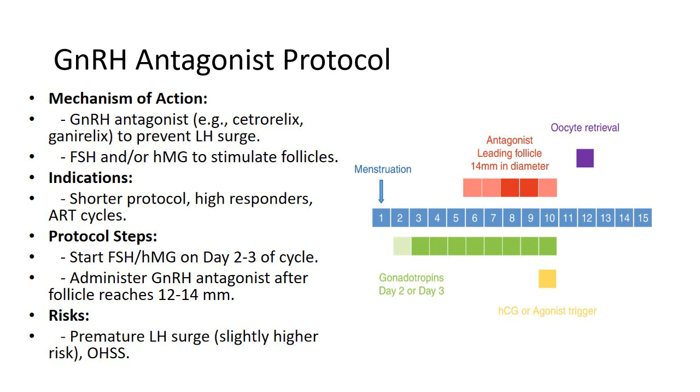2. GnRH antagonist protocol, short protocol. Preferred in poor responders, older women, or PCOS patients. FSH or HMG starts on cycle day 2 to 3. GnRH antagonist, cetrorelix, ganirelix, starts on day 5 to 6. Prevents LH surge while reducing stimulation duration. Final maturation trigger, HCG or GnRH agonist.